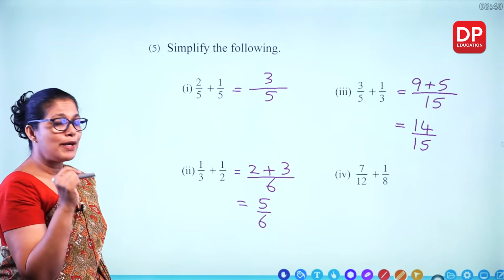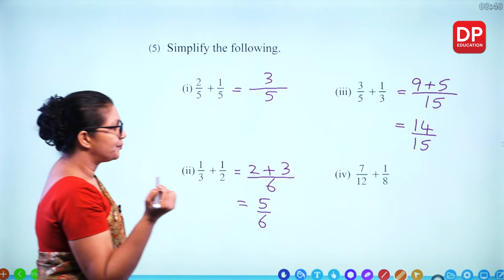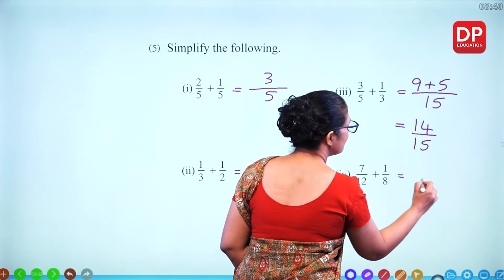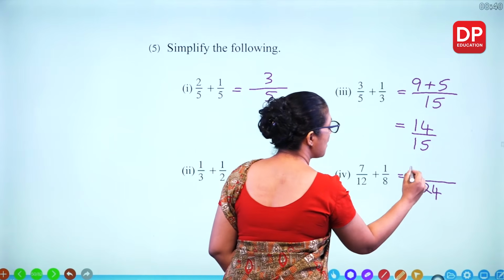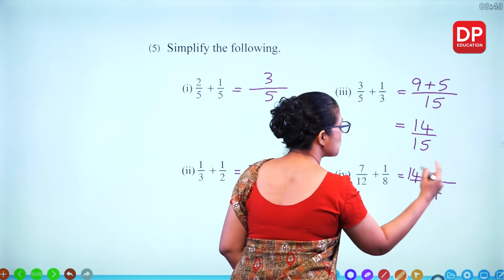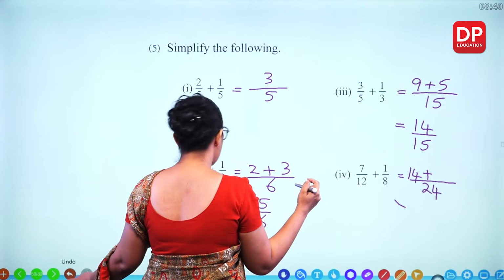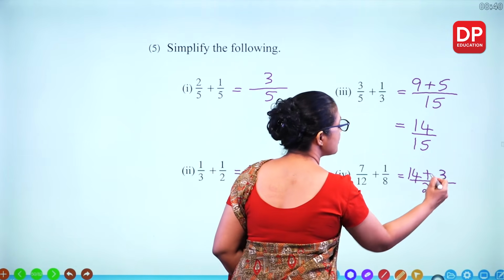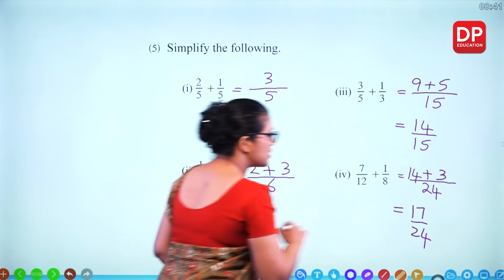Next one, 12 and 8. What's the lowest common multiple? 24. Convert to 24. 12 times 2. 7 times 2, 14. 8 times 3, 24. 8 times 1. So 8 times 3, 24. 3 times 1, 3. So 17/24.